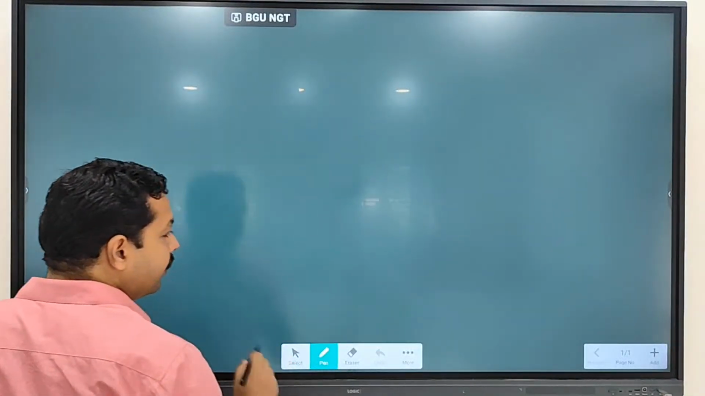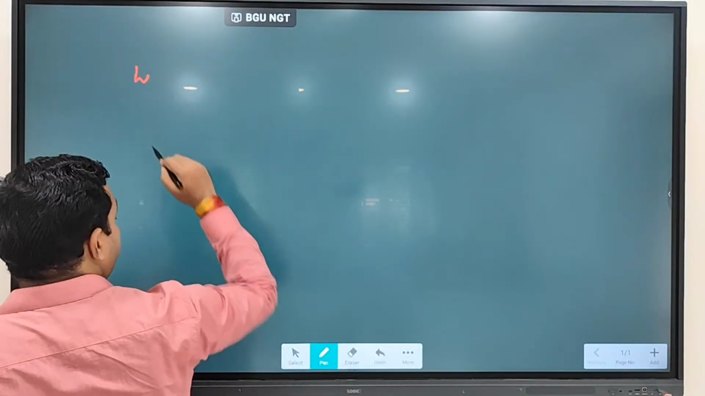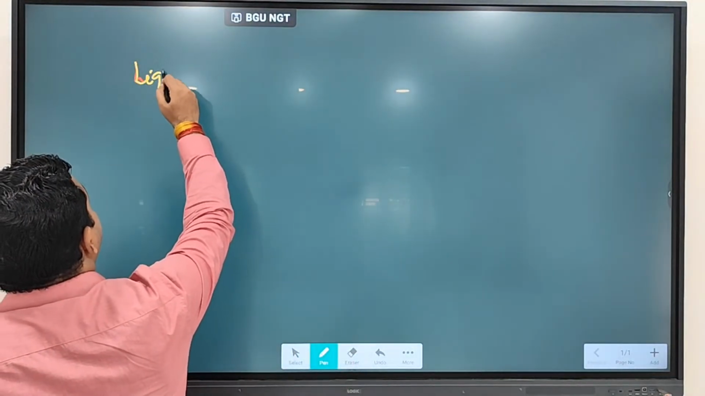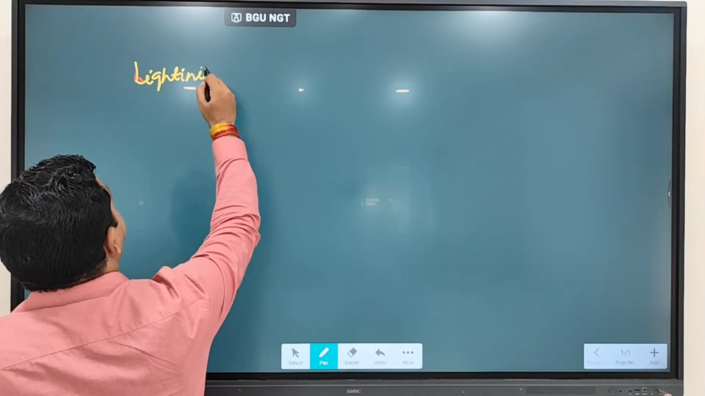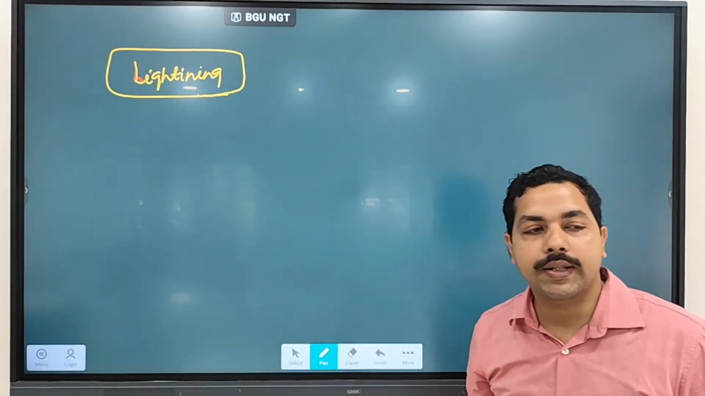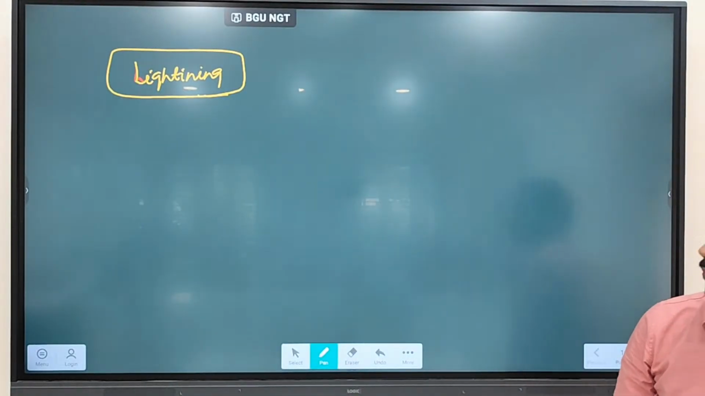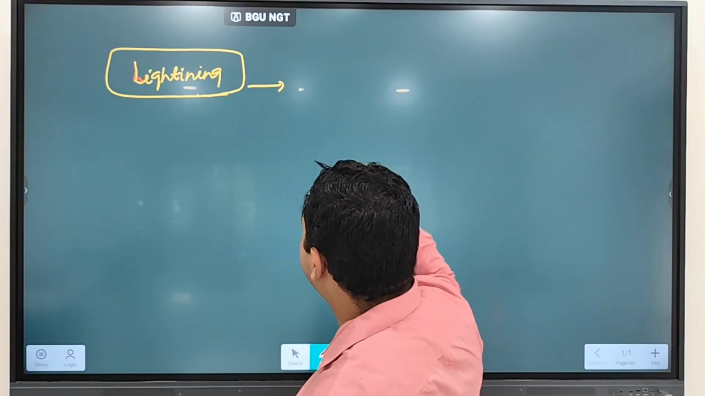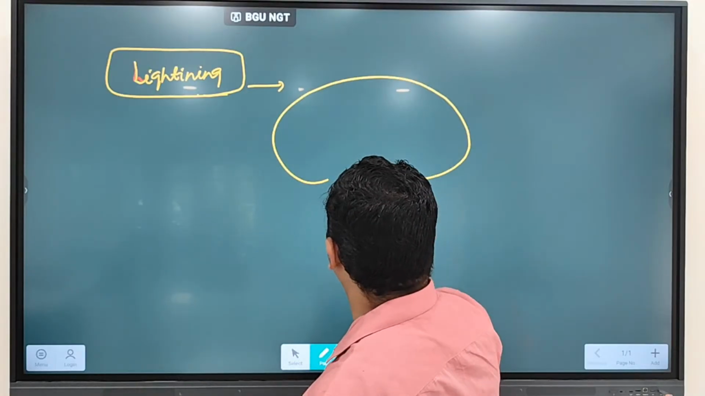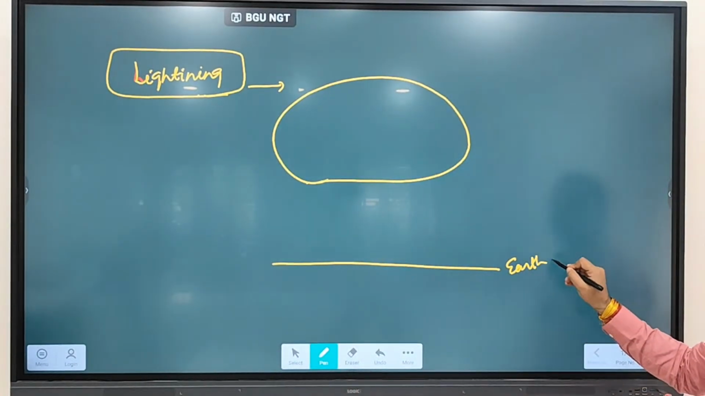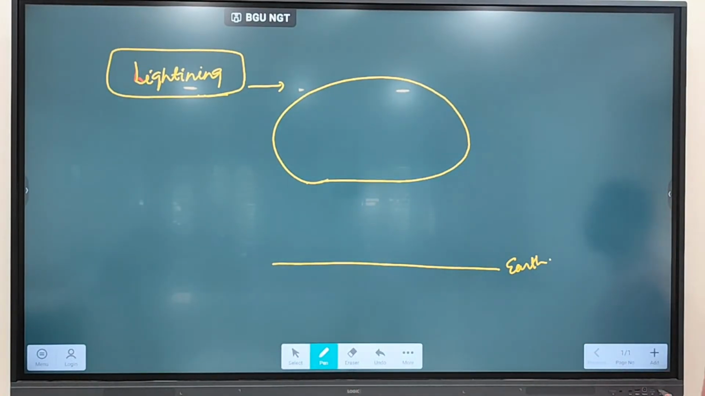Fine. Now another concept that you have is lightning. What is lightning? So what you see is, this is Earth. This is Earth's surface.